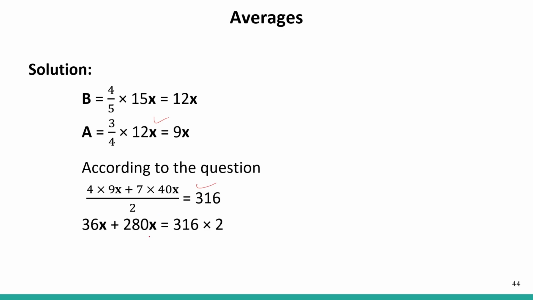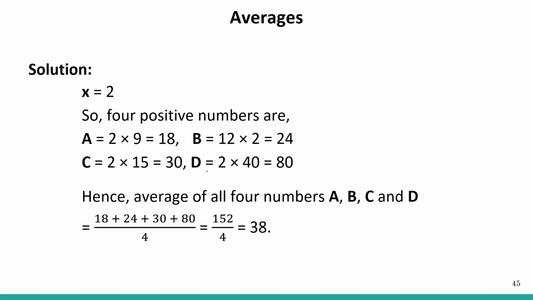So x we can evaluate right from here. So x will be what? 316x is equal to 316 into 2. So x is equal to 2. Okay. So we can calculate x is equal to 2. So the 4 positive numbers are: A is equal to 2 into 9, which is equal to 18, B is equal to 12 into 2, which is equal to 24, C will be 15x, that is equal to 30, and D will be 40x, that is equal to 80.